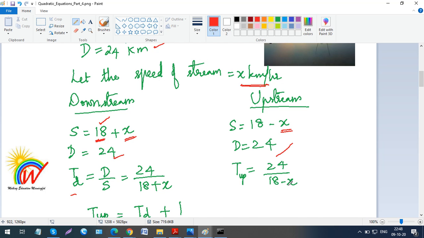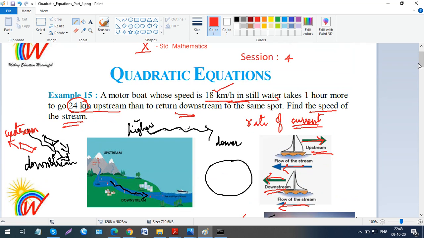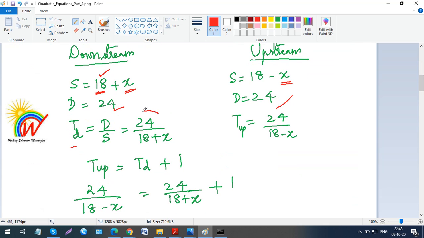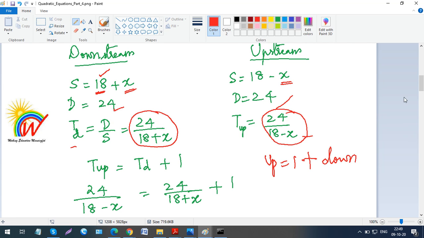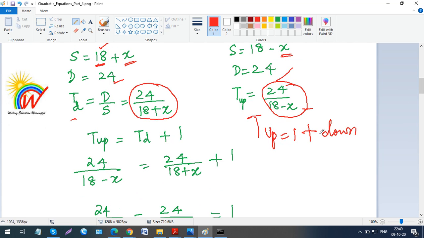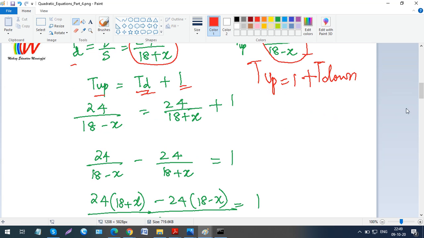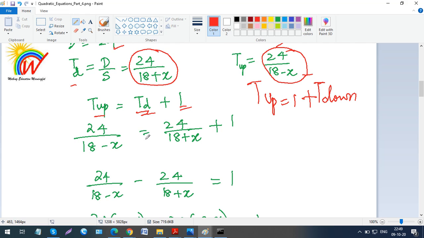Now look at the question. It says it takes 1 hour more to go upstream than to return downstream. So this is the speed downstream, and this is the speed upstream. Upstream is taking 1 hour more than downstream. So let us write that the time upstream is 1 hour more than the time downstream. So T up = T down + 1. Got it? So now I'll write that T up, which is 24 over 18 minus X, is equal to T down, which is 24 over 18 plus X, and then plus 1.